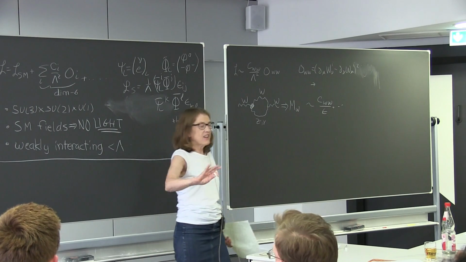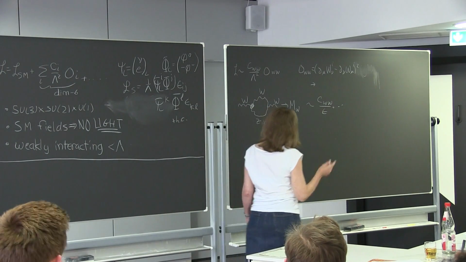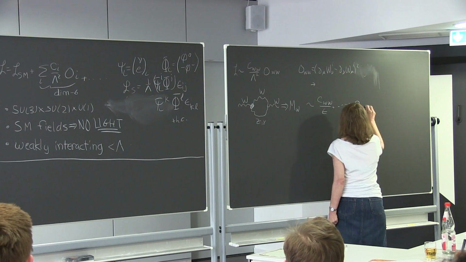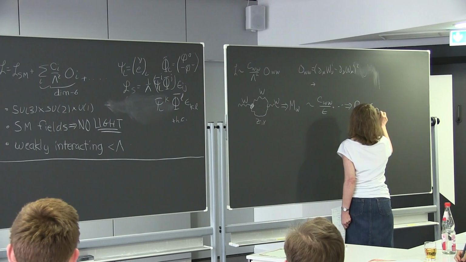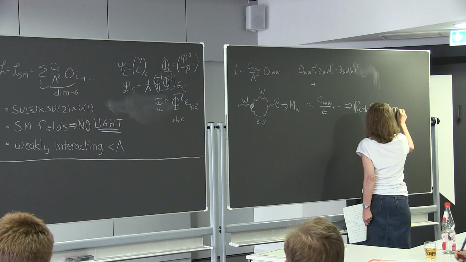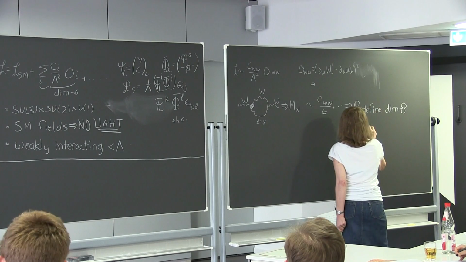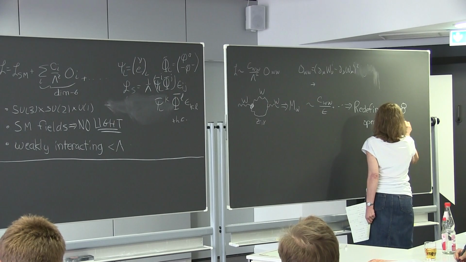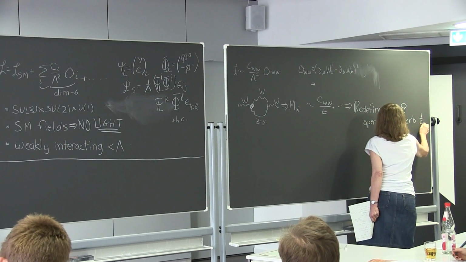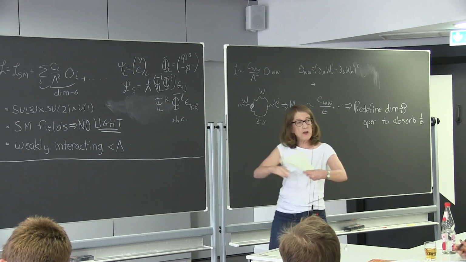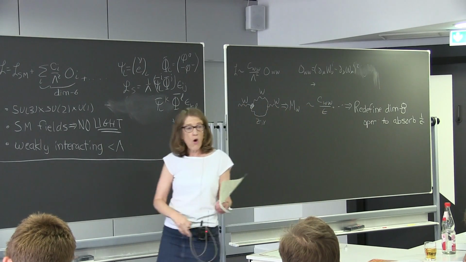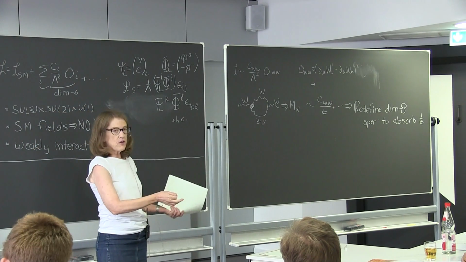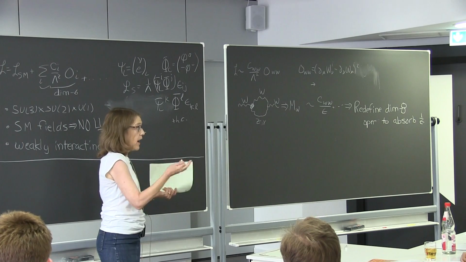No, you're not allowed to do that. But it's almost the same. So what you do is you can redefine dimension 8 operators to absorb the poles. Okay? So you get a bunch of poles at dimension 6 when you start calculating. And all you do is you redefine your dimension 8 operators to absorb those poles.